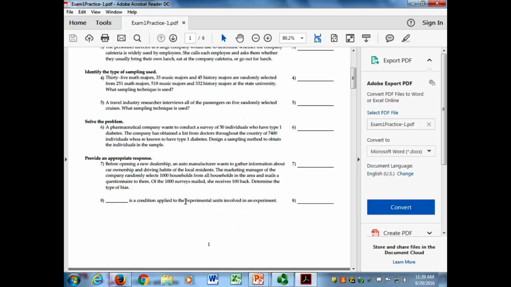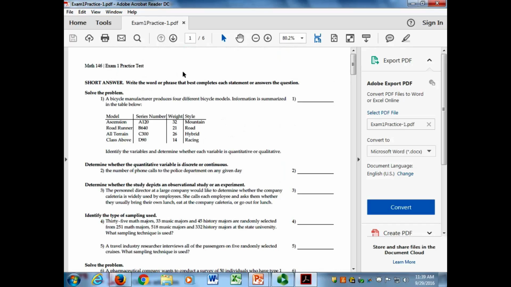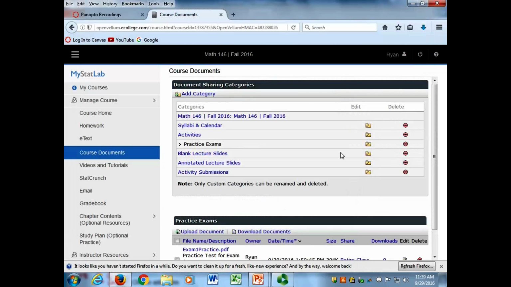On the actual test, obviously, I give you room to do work. I wouldn't squish it all into 2 pages, but no point in wasting paper for a practice test. So you can go grab that and print it off. I don't bring printed copies. But any other questions about that?